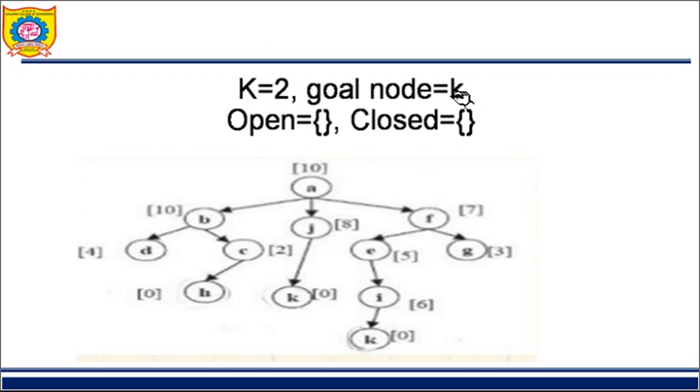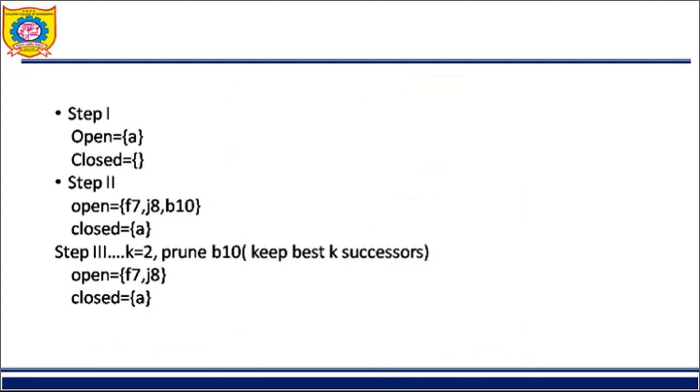So your goal node is also K. You can take this K over here also, K is over here also. It means from I I can go to the goal node K with heuristic 6. From J I can go to the goal node K with heuristic 8. Okay, so K is my goal node. Open list, closed list are empty. So I have explored it in this fashion.